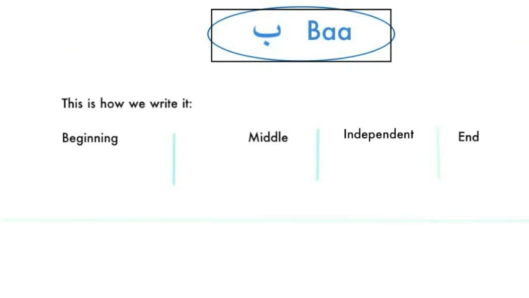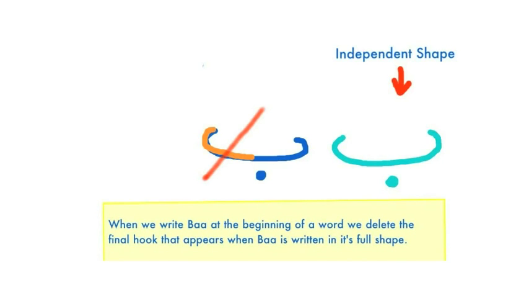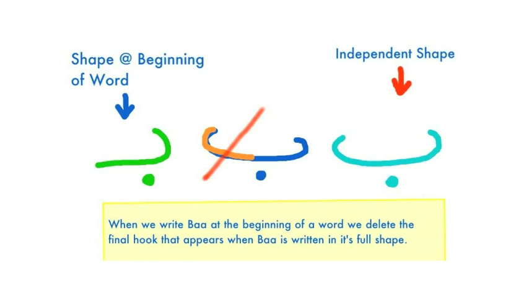Now let's look at how ba is written when it comes in the beginning, middle, and end of a word, as well as when it's written independently. Ba at the beginning of a word is written as half of the independent shape. You can see the independent shape at the right. So to arrive at the beginning shape of ba, we need to delete the final hook. Now you can see the ba shape at the beginning of the word on the far left.